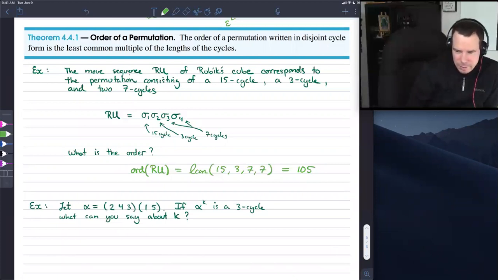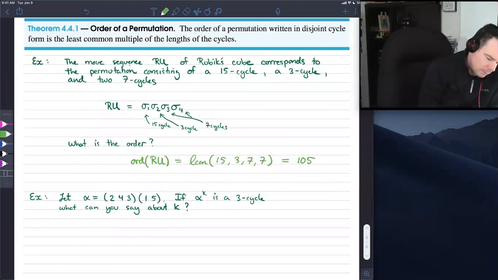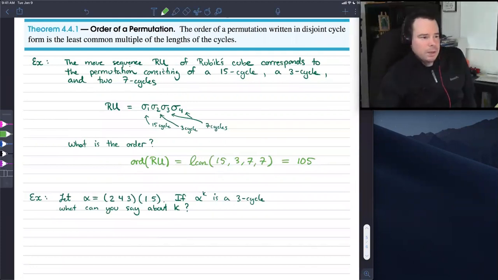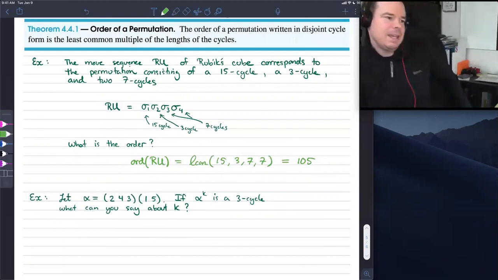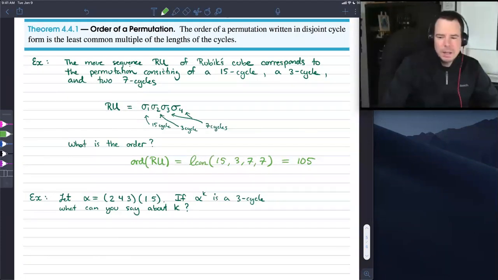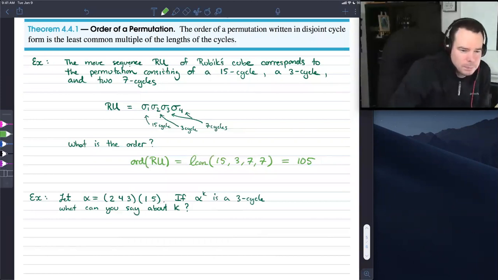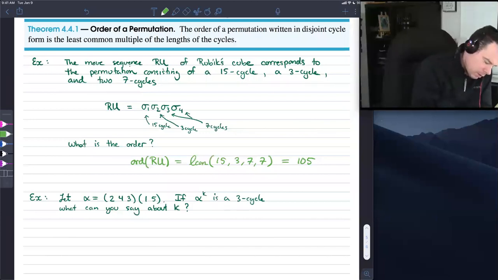Let's look at the next example. Alpha is a 3 cycle and a 2 cycle. If alpha to the k is a 3 cycle, what can you say about k? So any ideas? Yeah, it would have had to have killed the 2 cycle, and in order to kill the 2 cycle, you have to be even. You have to be a multiple of its order. So exactly, what can you say about k?